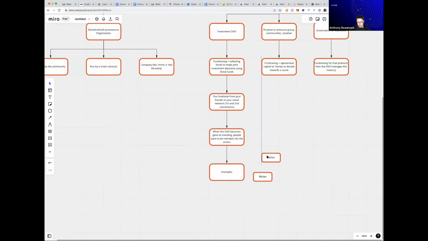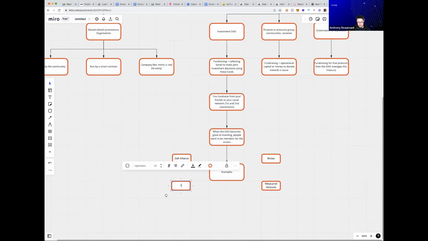You've got your BitDAO. You've got your Metacartel Ventures. You've got, let's put in here, I think we used to put DeFi Alliance. And let's put the DAO as well. All of these are examples of investment DAOs that broadly you need to be a member. For BitDAO, you just need to own the Bit token to contribute.